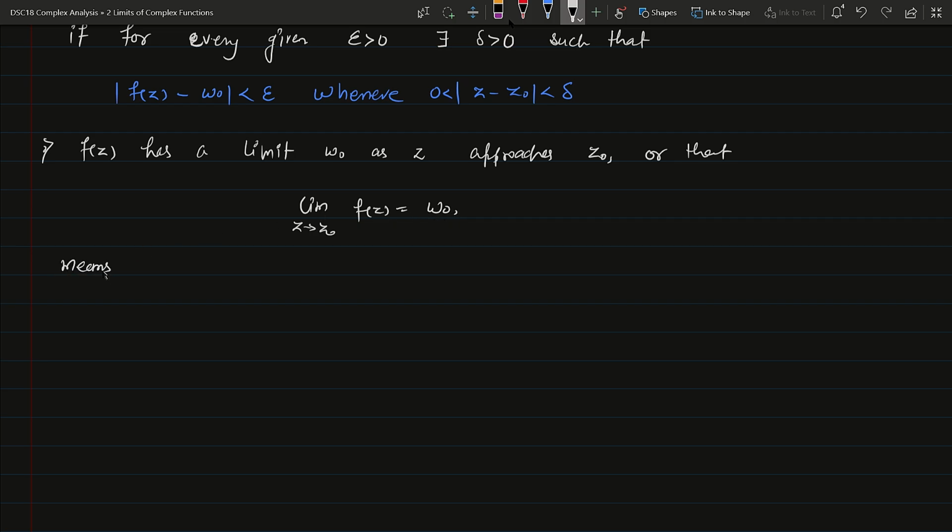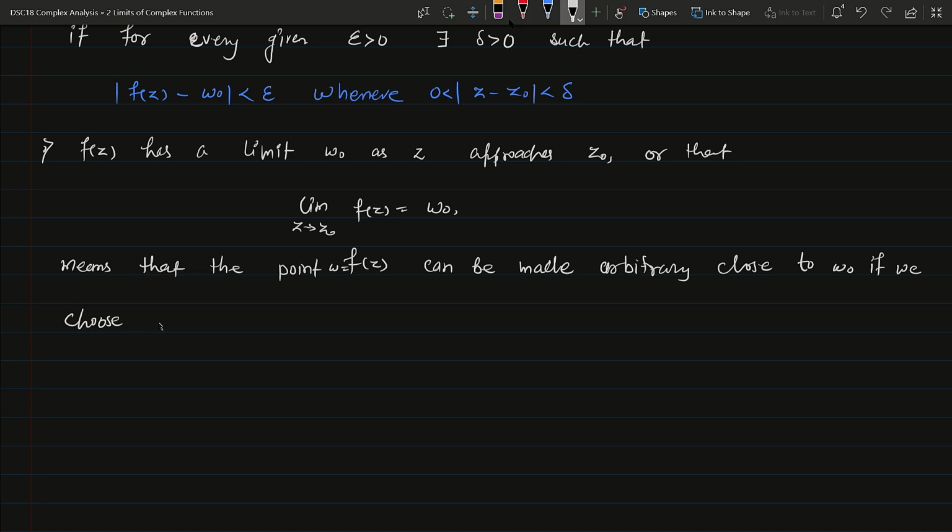It means that the point, which point? f of z, w equals f of z, can be made arbitrarily close to w naught if we choose the point z close enough to z naught, but distinct from it.